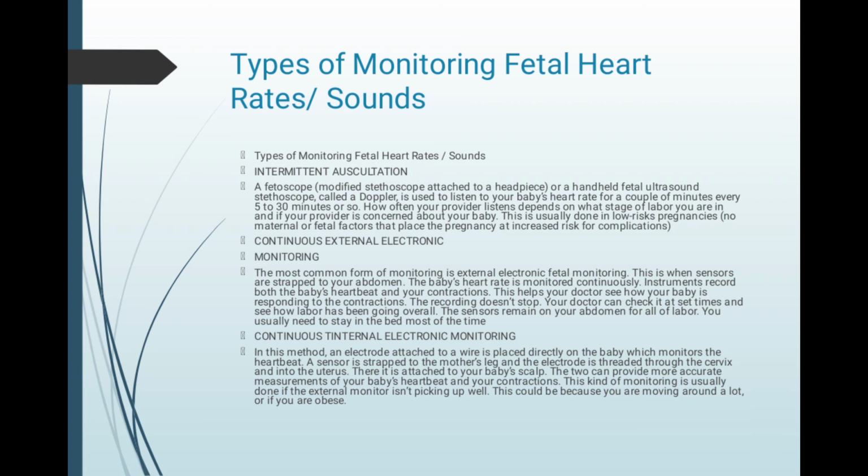Next we have the continuous internal electronic monitoring. In this method, an electrode attached to a wire is placed directly on the baby, which monitors the heartbeat. A sensor is strapped to the mother's leg and the electrode is threaded through the cervix and to the uterus, where it is attached to your baby's scalp. The two can provide more accurate measurements of your baby's heartbeat and your contractions.